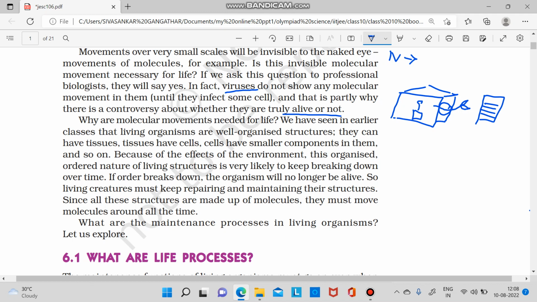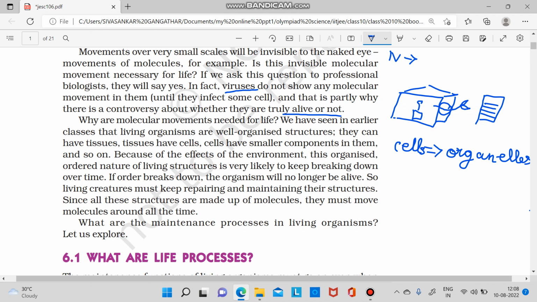So why are molecular movements needed for life? We have seen in earlier classes that living organisms have well organized structures, they have tissues, they have cells. Cells have smaller components in them called organelles. So in the body we have several organs and organ systems. Cells have organelles like the nucleus. Plant cells have chloroplast, mitochondria. So they are called organelles.